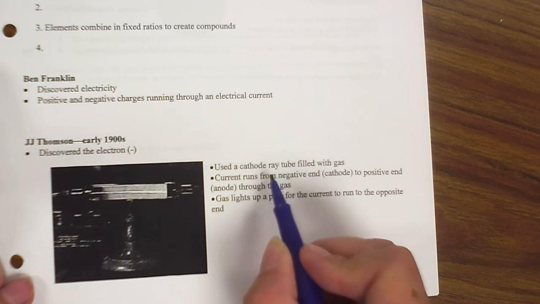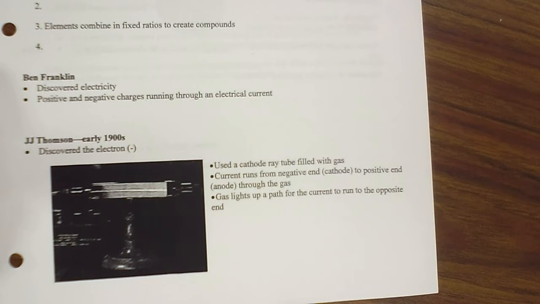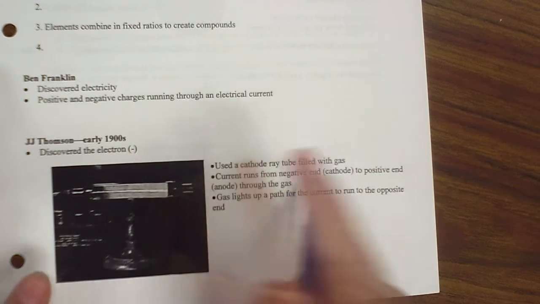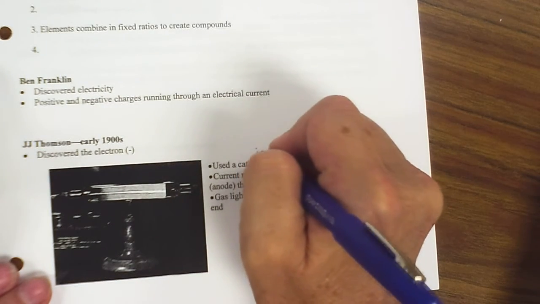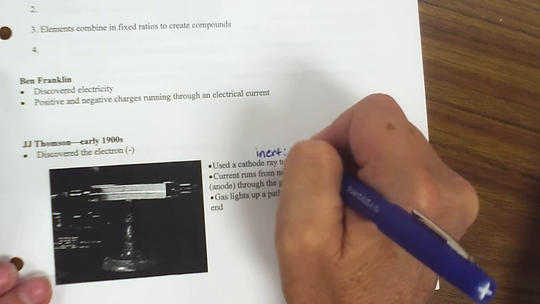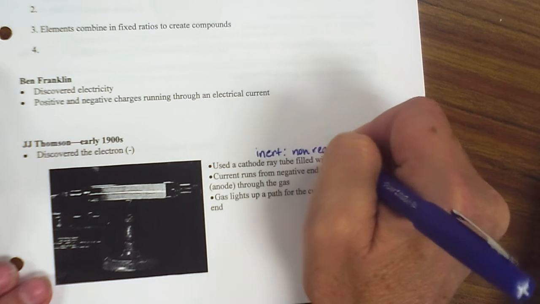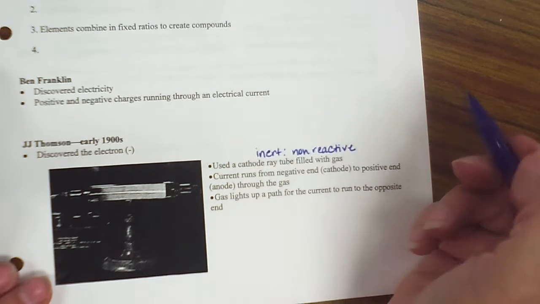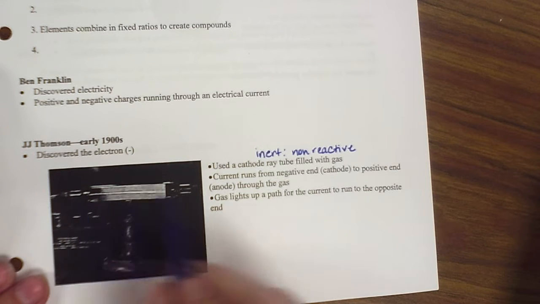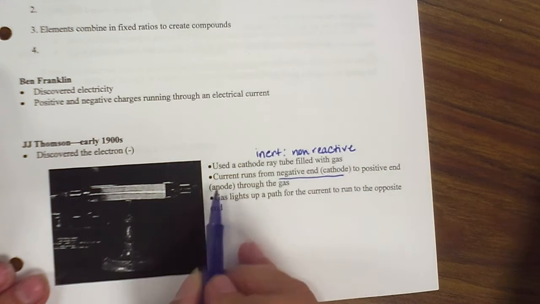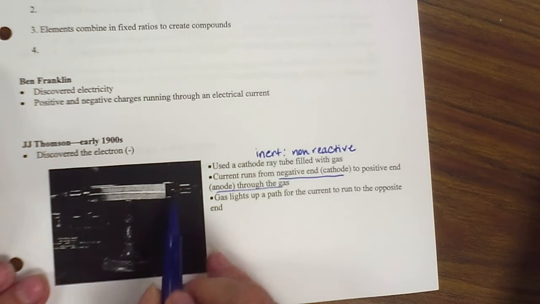used a cathode ray tube. Okay, sorry. So he uses a cathode ray tube, and I know you can't see it very well, but you can kind of see it's this tube, and he fills it with inert gas. So an inert gas is, the word inert means non-reactive. So he filled this tube with a non-reactive gas, and he ran the electricity from the negative end, which is called the cathode, to the positive end, which is called the anode, through the gas.